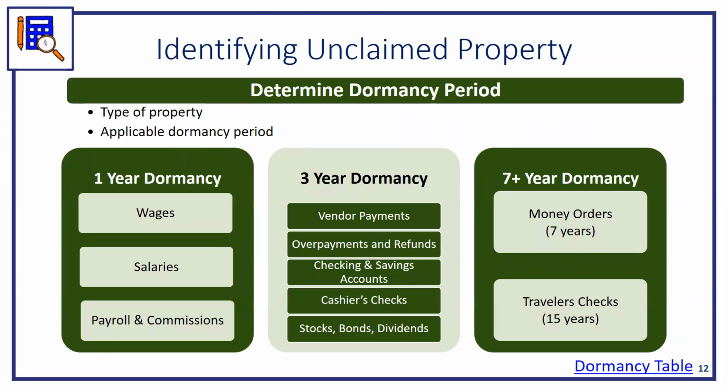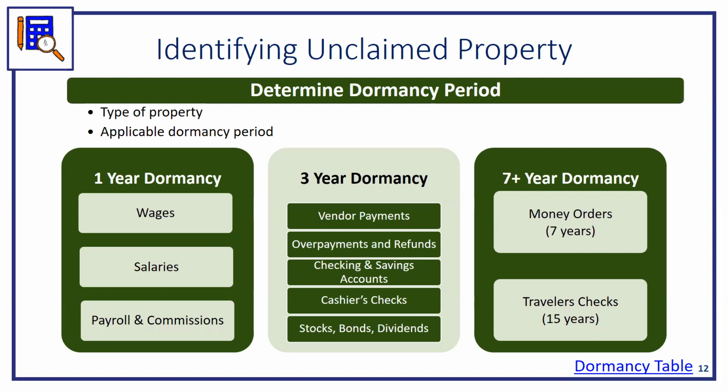So different property types have different dormancy periods. And again, a dormancy period is a period of inactivity, the length of which is specified in California's unclaimed property law. These different property types have different dormancy periods that have to be met before the property can be considered unclaimed and therefore reportable.